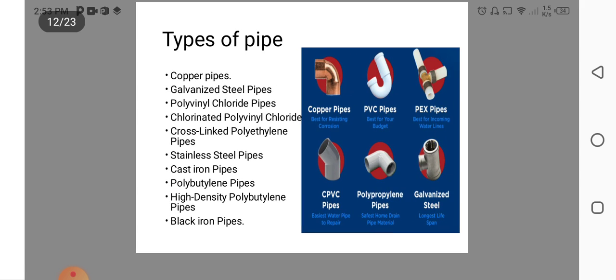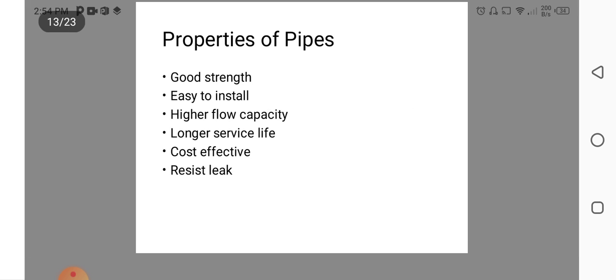Here you can see the types of pipe: copper pipe, galvanized pipe, PVC (polyvinyl chloride) pipe, chlorinated polyvinyl chloride, cross-linked polyethylene pipe, stainless steel pipe, cast iron pipe, polybutylene pipe, high density polypropylene pipe, black iron pipe. Here are some of the types of pipe.